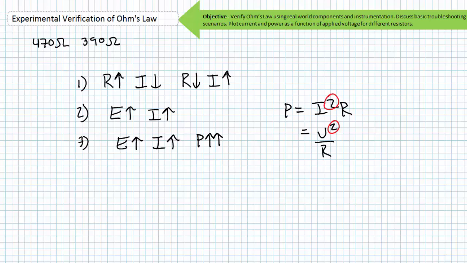Let's see if these hypotheses are true for these two resistors over a span of voltages. We're going to take our two resistors and simply measure current at different operating voltages. In this case, let's go 0 to 12 volts at 2 volt intervals. Every time we increase the voltage, we'll record the observed current on a data table.